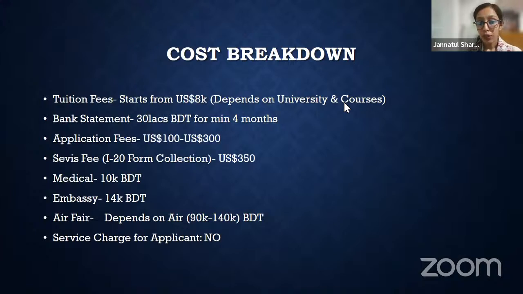And when you get the offer letter from the university or the I-20 form, then you need to pay the service fee, and it will be $350. And after that, you need to pay 10,000 Bangladeshi taka for your medical or tuberculosis test. And when you face the embassy, you need to have 40,000 Bangladeshi taka for the embassy fee. And when you fly for USA, you also need to pay the air ticket, and it starts from 90K to 140K Bangladeshi taka. And we have no service charge for USA, as you can see here.